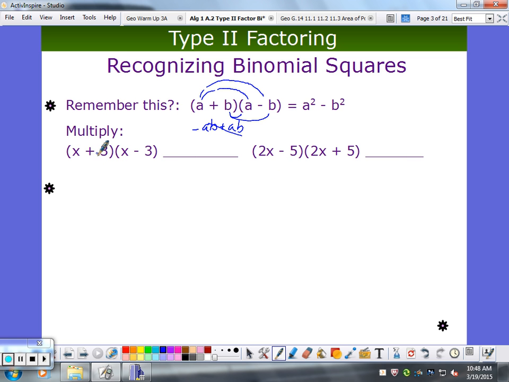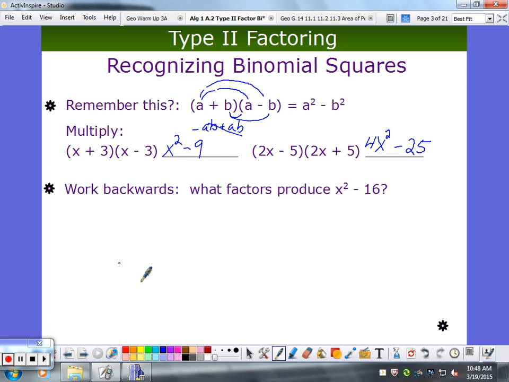So like if I multiply this, x and 3, that's the same, a plus and a minus, it's just going to be x squared minus 9, right? What about this next one? 2x minus 5, 2x plus 5, what's that? 4x what? What's x times x? 4x squared. Good. Okay, multiply. So that's easy, right? When you see them like this.